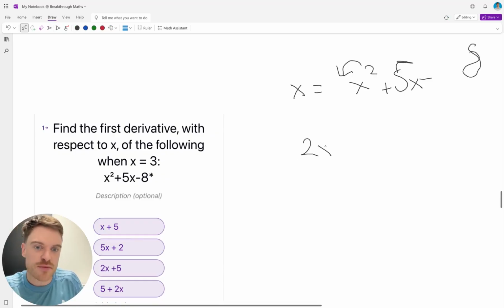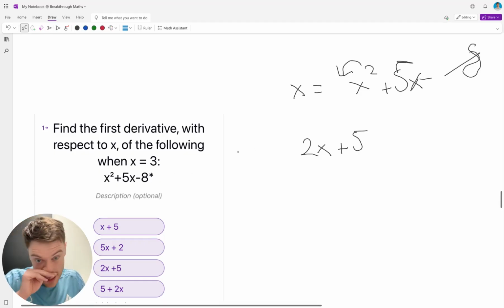When you differentiate x squared, it becomes 2x. The power is still 1. When you're differentiating 5x, it just becomes plus 5. That's all, and the 8 is gone. The constant 8 disappears when you differentiate it. F dash x, as I often say, f dash x, that's what you mean by differentiation.